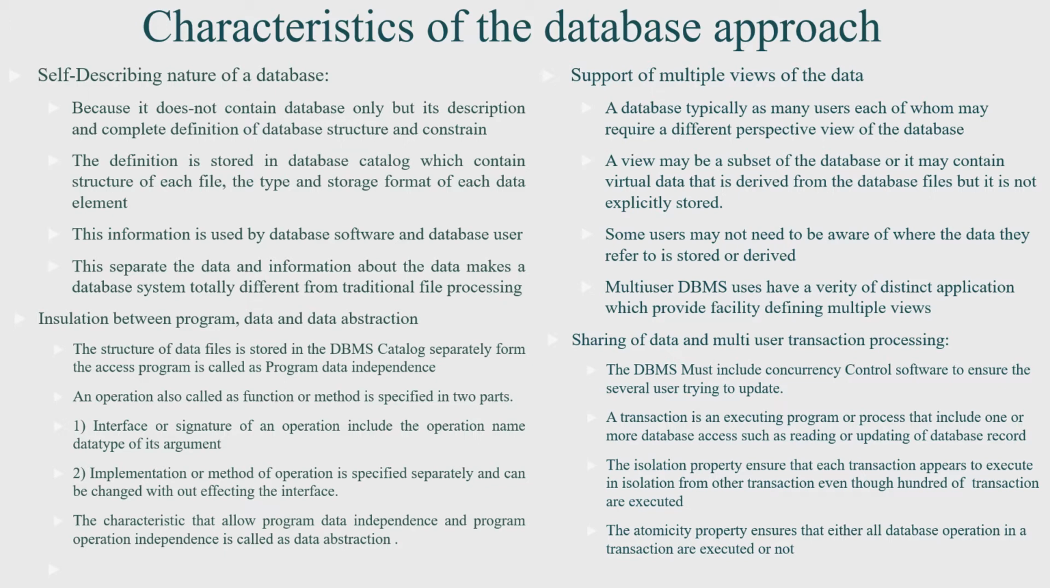The atomicity property ensures that either all the operations in a database transaction are executed or none are. This property tells you whether the transaction operations have been executed or not. Next is the characteristic of a database called self-describing in nature. It will be very unique for every single kind of thing.